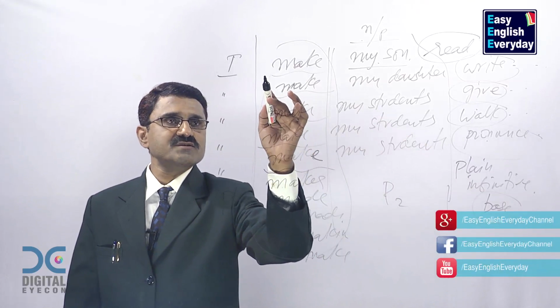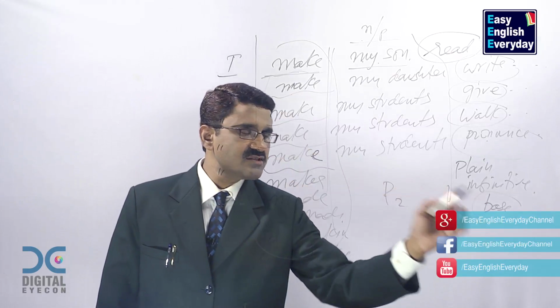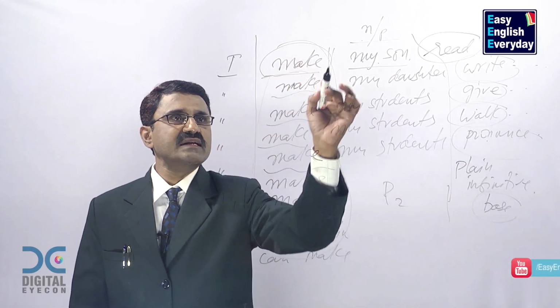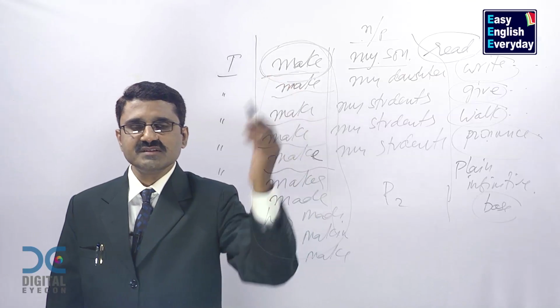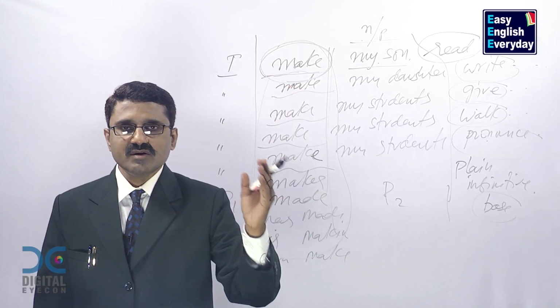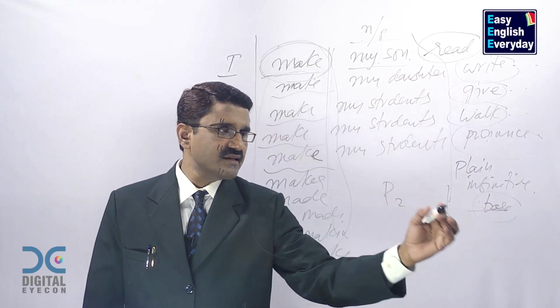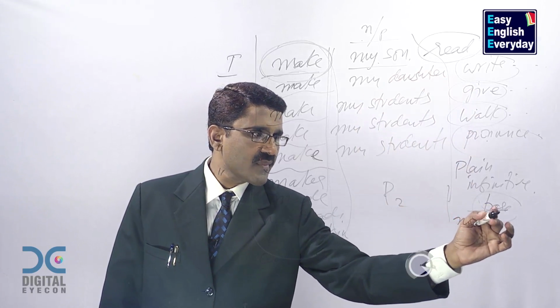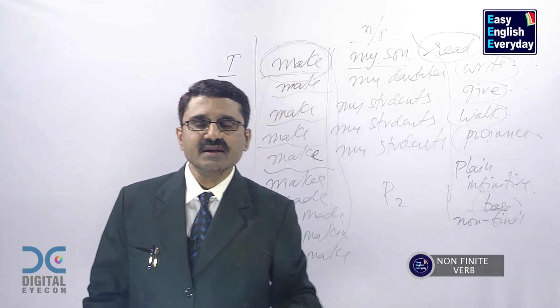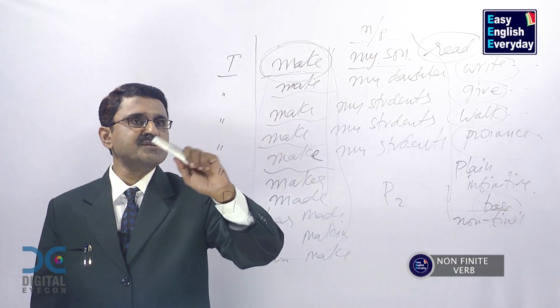Now what is the difference between this base form and this base form? This one indicates tense, present tense or past tense or future tense. This one does not indicate any tense. We call it non-finite verb.